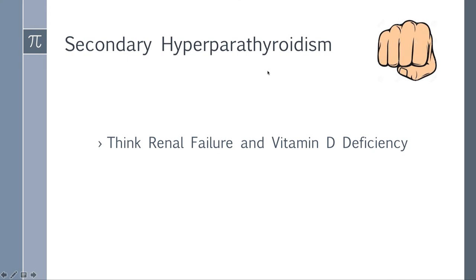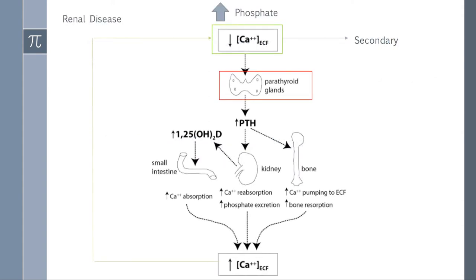Now let's talk about secondary hyperparathyroidism. When you see secondary hyperparathyroidism, you've got to think of it as renal failure versus vitamin D deficiency, and that's all they'll ask you. All right, so back to this chart again, right? So let's talk about renal failure first. So we take out the kidney, right? So what does that do?